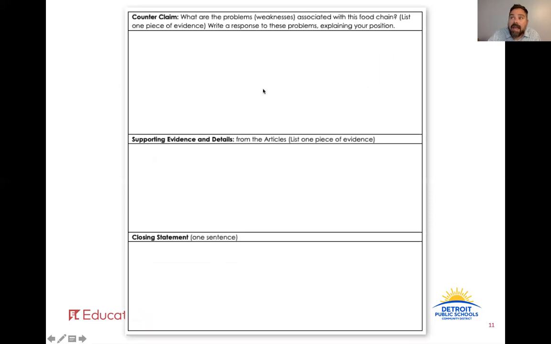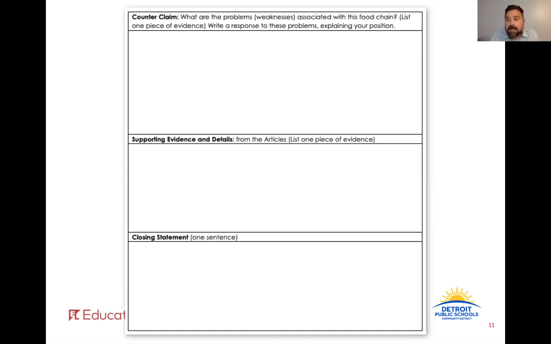Then you would want the counterclaim, or the second food chain or food system, with supporting evidence and details from the articles or anything you've read, and then list at least 1 piece of evidence. You don't need 2, but 1 to answer why you think there are problems or weaknesses associated with this food chain. It could be hunter-gatherer, but you need to make sure you use evidence to support why you don't think it would be the best one.